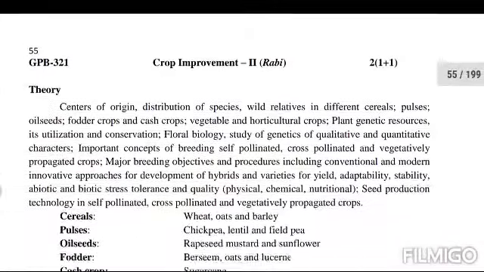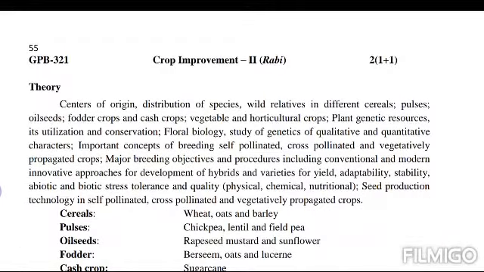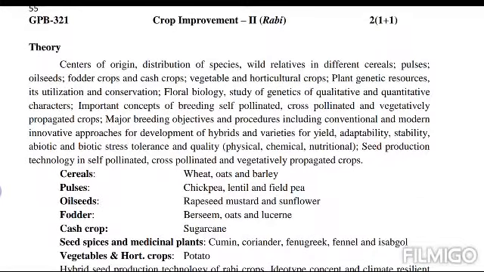Coming to the next course, that is GPB 321, crop improvement for Rabi, that is crop improvement part 2. This is also given 1 plus 1, means total 2 credits. One is practical and one is theory. Coming to theory part, this course doesn't much differ from the first course, but the crops covered are Rabi crops. So let us see the syllabus.